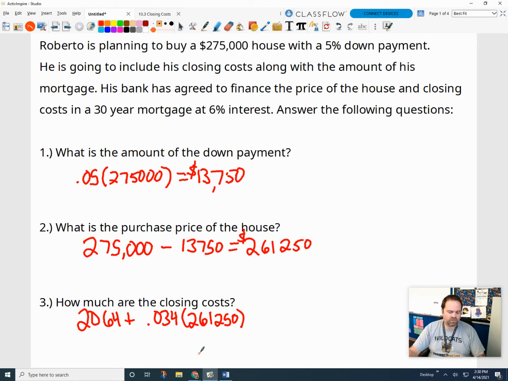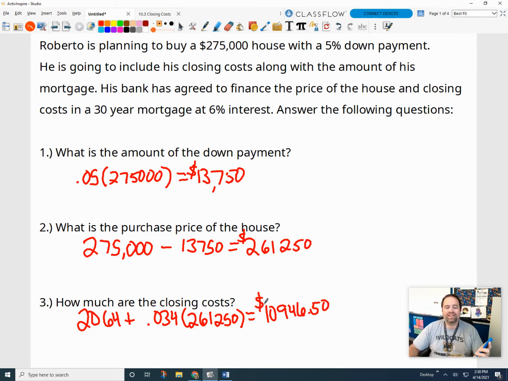So the 2,064 plus 3.4% of 261,250. His closing costs are an additional $10,946.50.